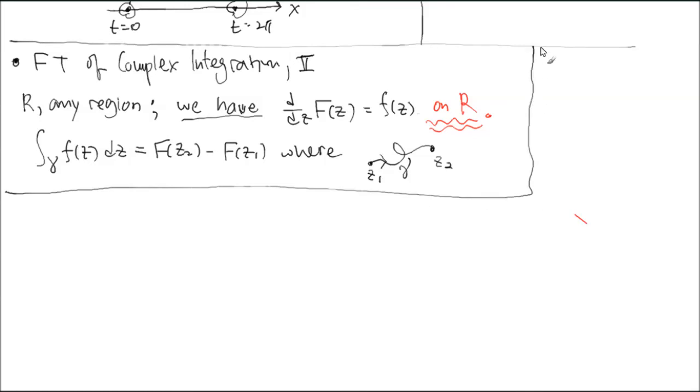And what is the most important part to pay attention to in this part of the theorem? You must have this antiderivative defined everywhere in this region, multiply connected or not, everywhere. Okay? So let's look at examples. We're going to look at the two sides of this problem.